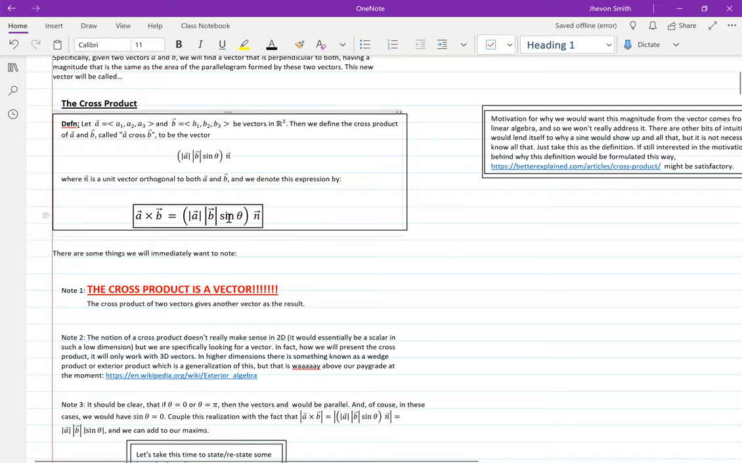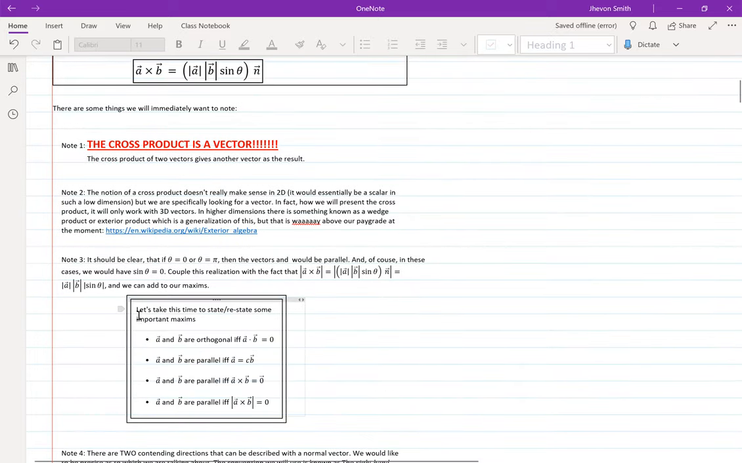Another thing that should be clear is that sine theta is going to be a scalar multiple of this vector. What that therefore means is that if your theta is zero or pi, then the cross product will actually be the scalar zero times the normal vector, which is actually the zero vector. So what does that mean for us? Well, for one, it means that the magnitude of the cross product can be written as the magnitude of A times the magnitude of B times the magnitude of sine theta. But it also means that if your theta is zero or pi, then your sine of theta is going to be zero. And so we can immediately get this thing. So we are expanding on these maxims that we had from the last time.